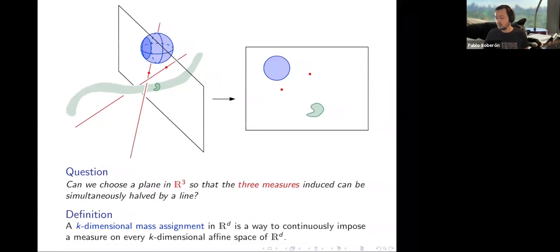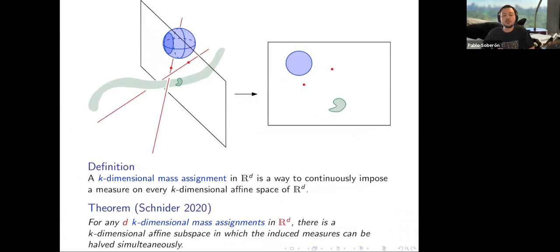So if I give you many k-dimensional mass assignments, then there is a k-dimensional subspace where you can have all of them cut with a hyperplane in that space. And here the key number is, if I am in R^d, then I can get d k-dimensional mass assignments. So if d is much bigger than k, I can get as many mass assignments to be cut as possible.